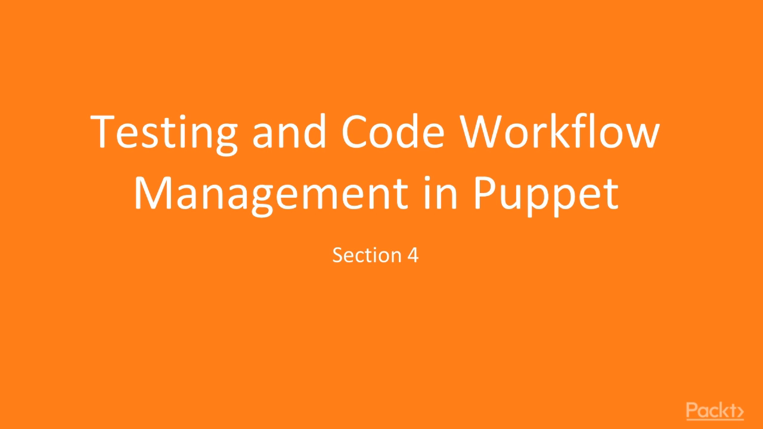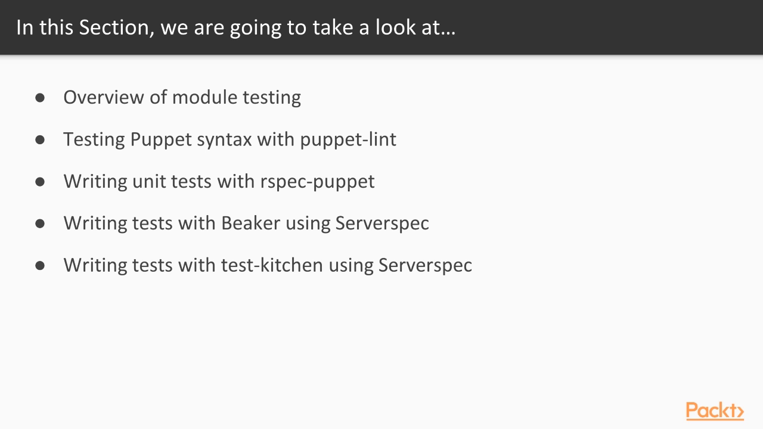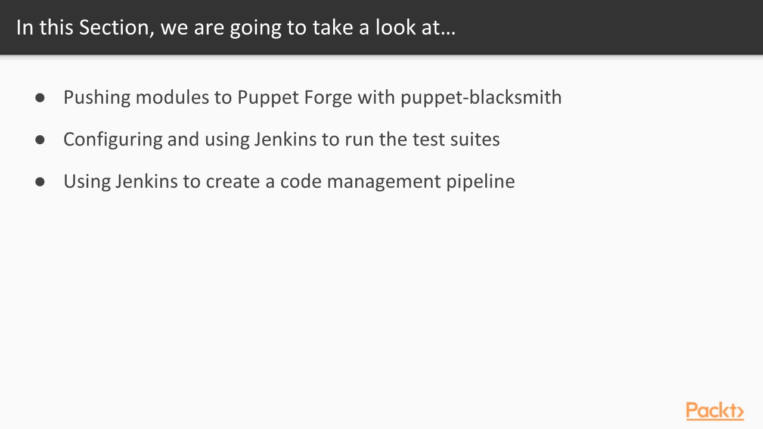We'll learn about managing Puppet infrastructure, modules, and environments. In this section, we will learn about testing and code workflow management in Puppet. We will look at an overview of module testing, learn to test Puppet syntax with Puppet lint, write unit tests with Aspect Puppet, write tests with Beaker and Test Kitchen using ServerSpec, publish modules to Puppet Forge using Puppet Blacksmith, configure and use Jenkins to run Puppet test suites, and use Jenkins to create a code management pipeline.